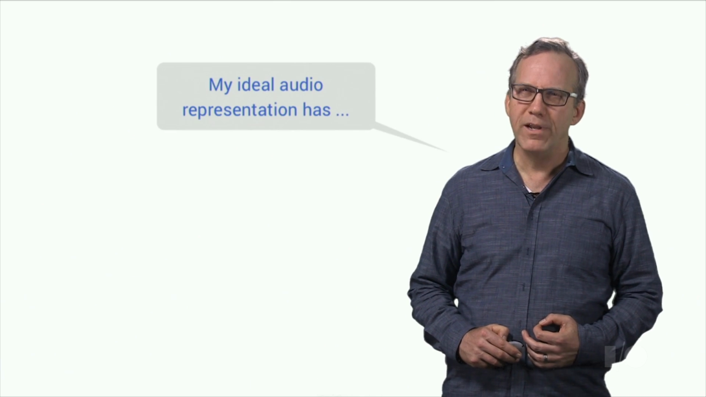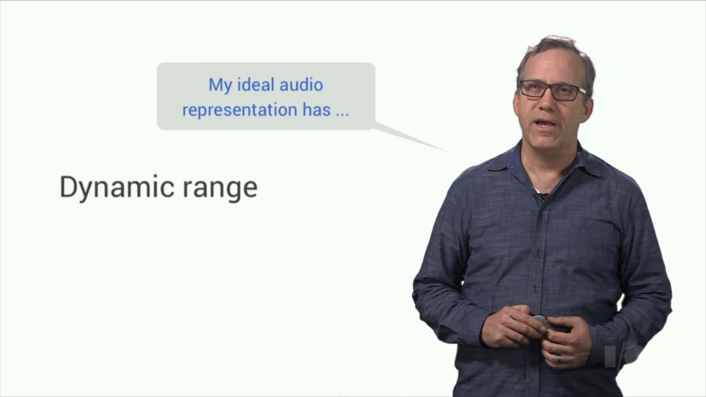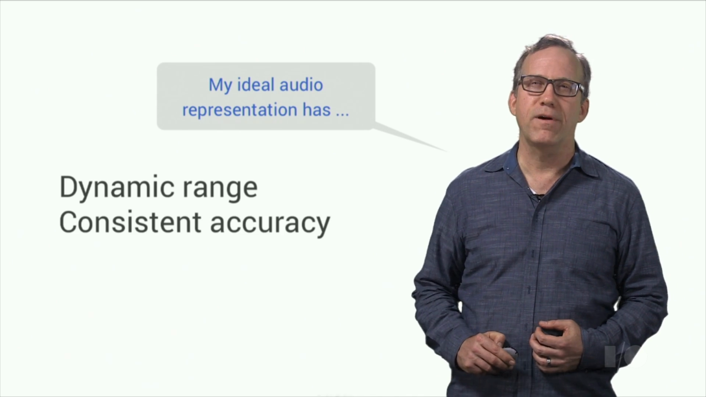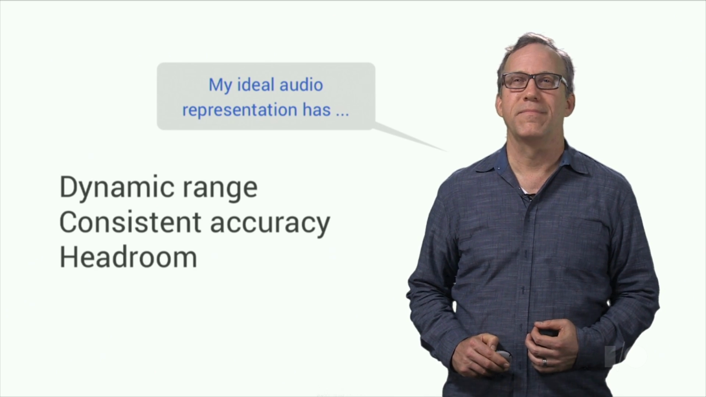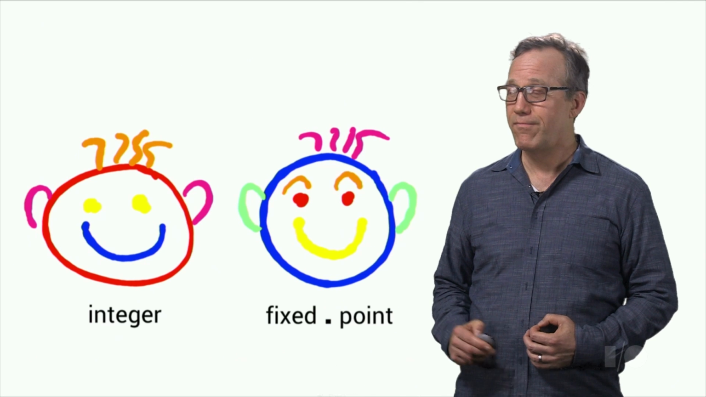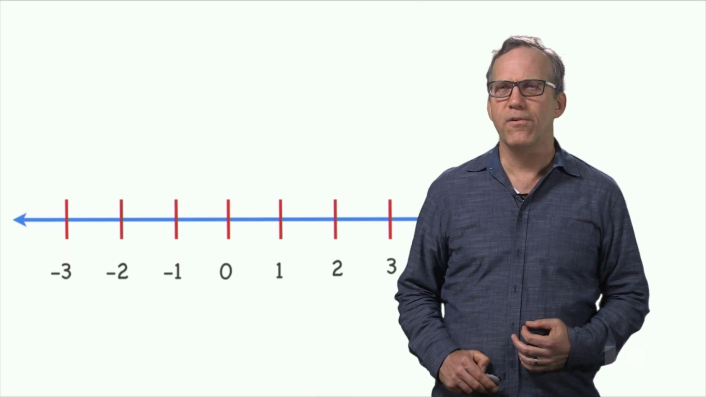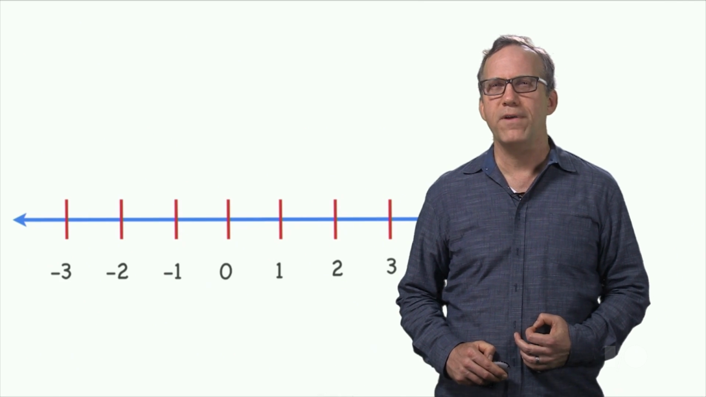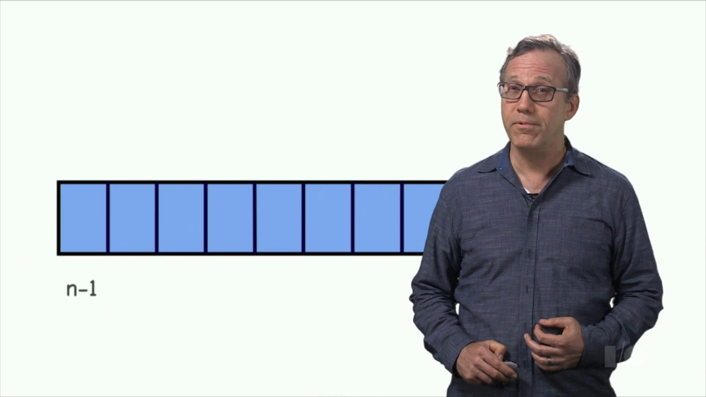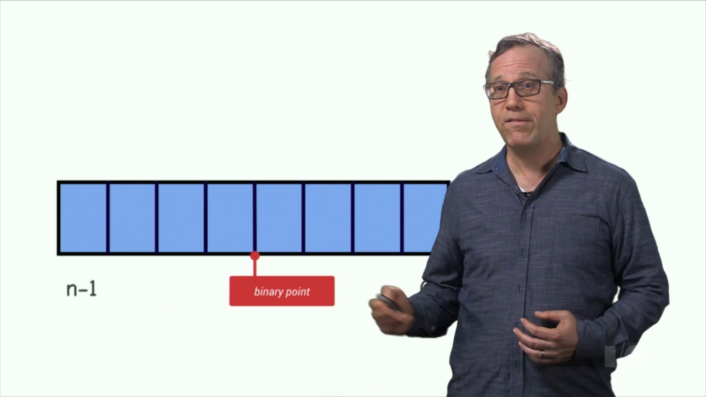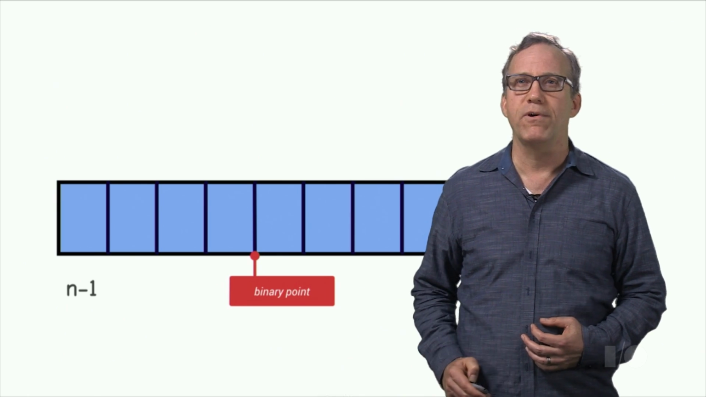Now, what do we really want from our numbers in audio? Wide dynamic range for soft and loud, consistent accuracy across that range, and lots of headroom. No clipping. Let's examine our friends, integer and fixed point. First, integer. This is simple. Adjacent values differ by 1. Integers are represented in 2's complement binary. Fixed point is the same with an implied binary point.